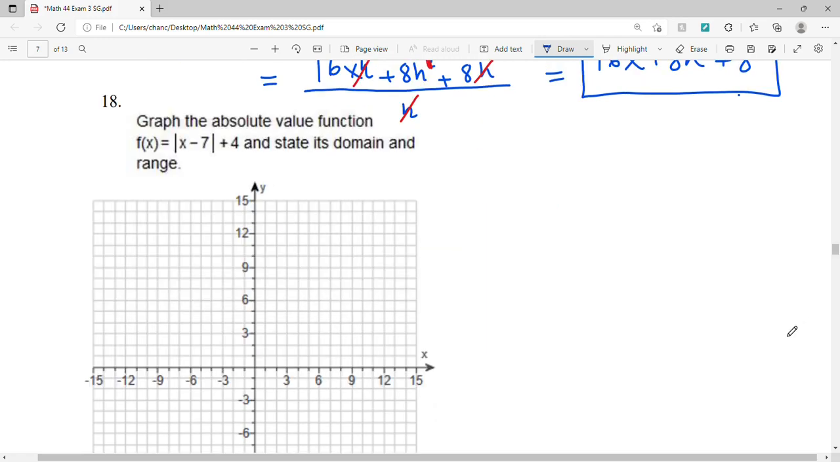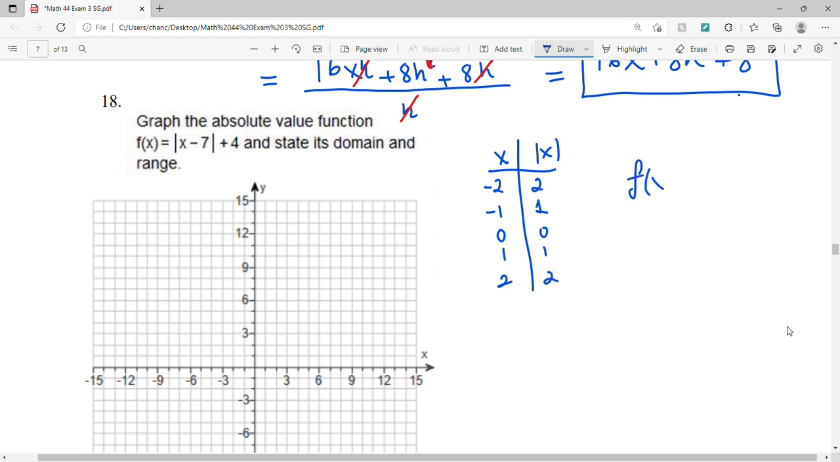Question 18, let's graph the absolute value. Recall the parent graph for the absolute value. We picked points negative 2, negative 1, 0, 1, and 2. And if you take the absolute value of all of these points, you get positive 2, positive 1, 0, 1, and 2.